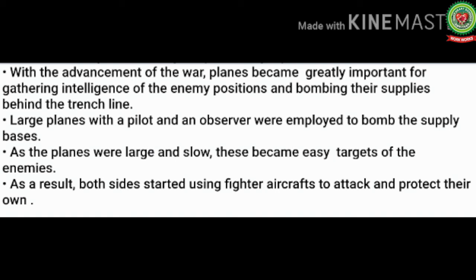As a result, both sides, meaning the Allied and the Central Powers, started using fighter aircraft to attack and protect their own. So instead of large planes, they started using fighter aircraft, which were much faster in speed, which could protect their own planes and attack the planes of the enemy side.